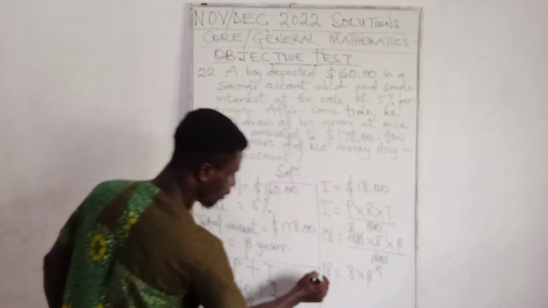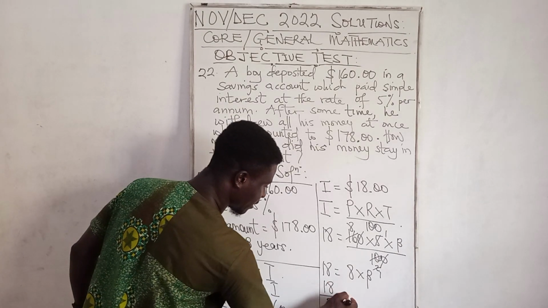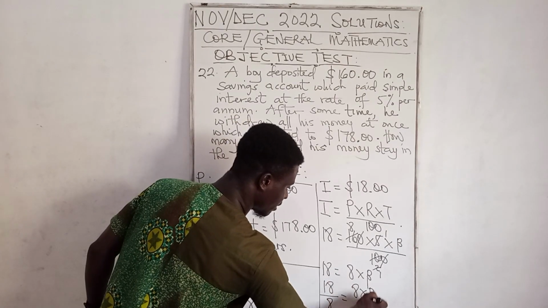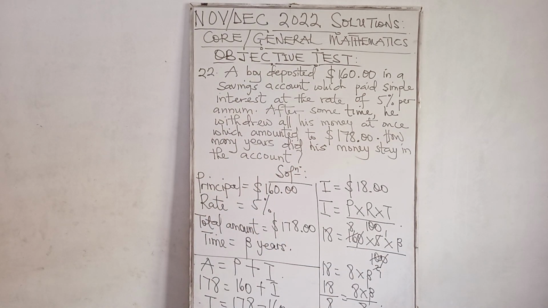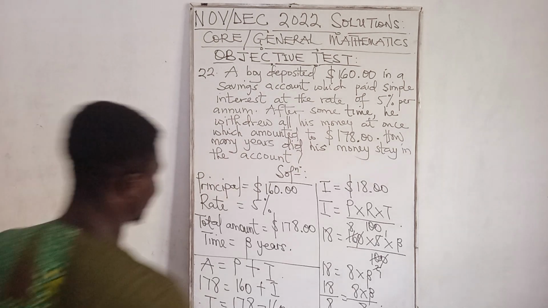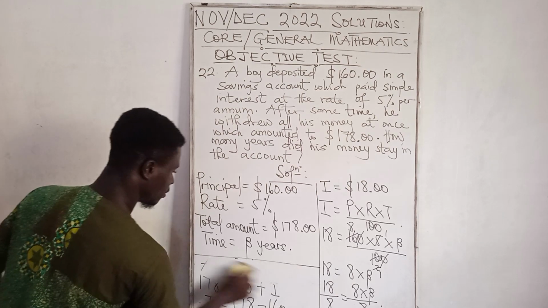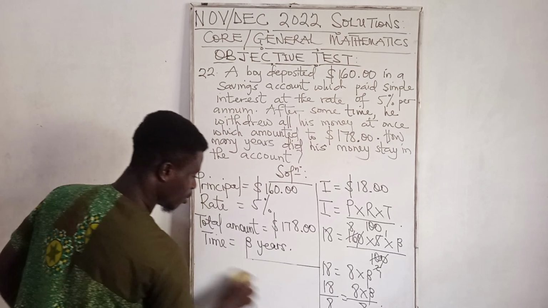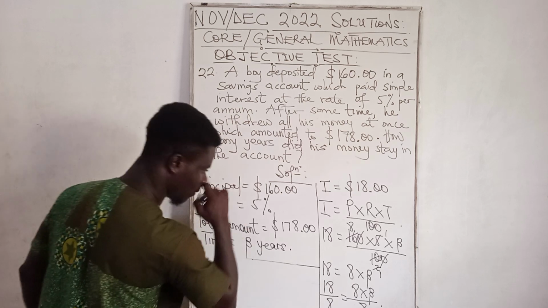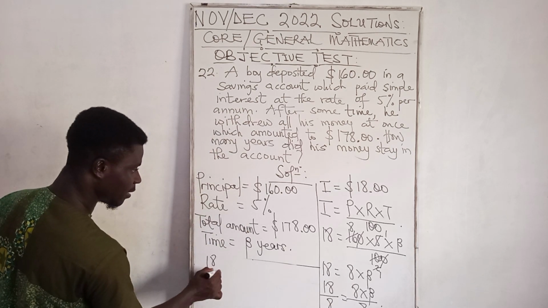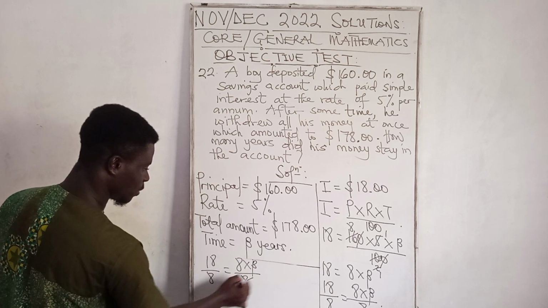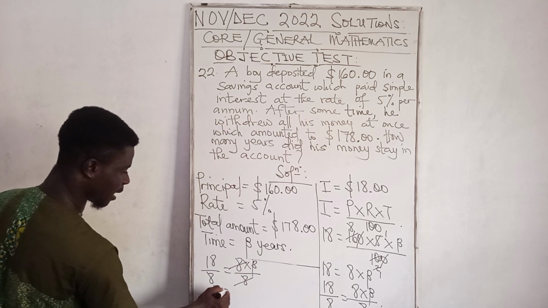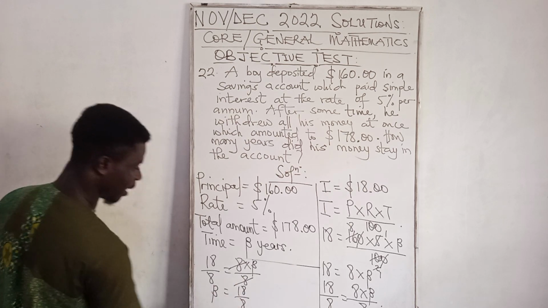So now what can we do here? I have 18 divided by 8 equals 8 times beta divided by 8, right? So now, what can we do here? So I said 18 divided by 8 equals 8 times beta divided by 8. So this one cancels. So I get my beta being equal to 18 divided by 8.